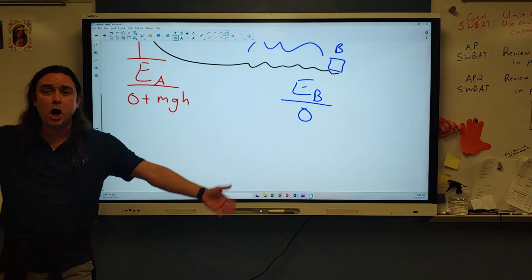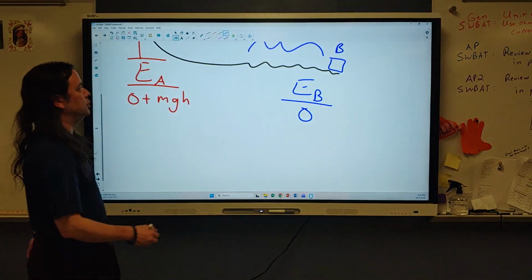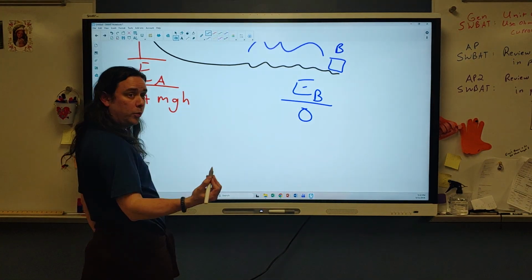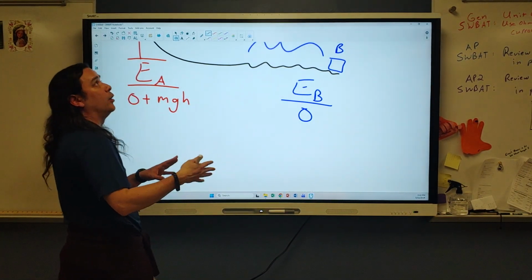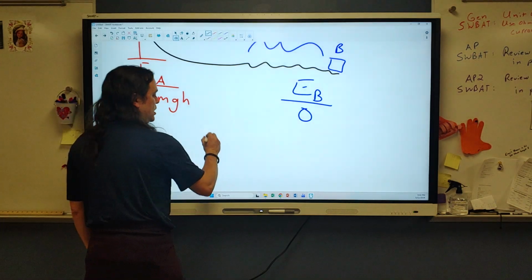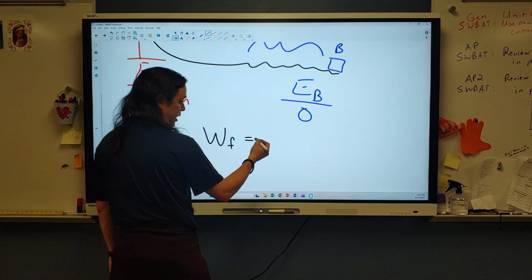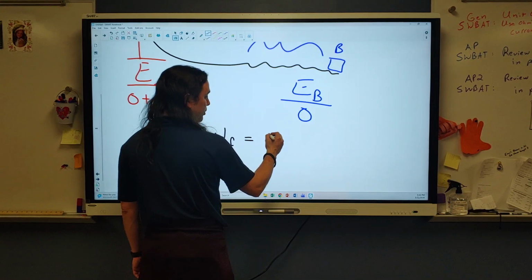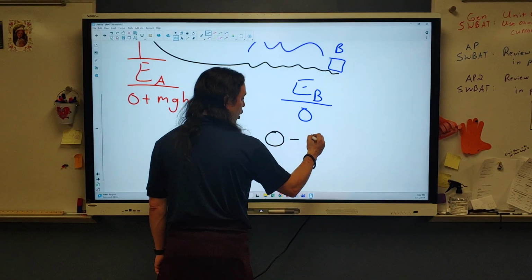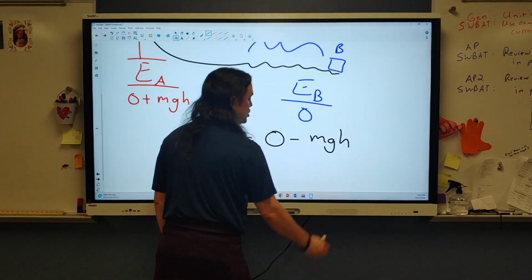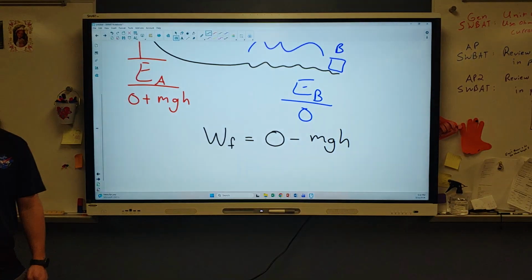Where did that energy go? Well, friction took my energy. And how do we remove energy or add energy? That is the work. The work done by friction, which is the only work being done on this system, would be equal to our final energy, 0, minus our initial energy, which is mgh. Here's a statement of work-energy.